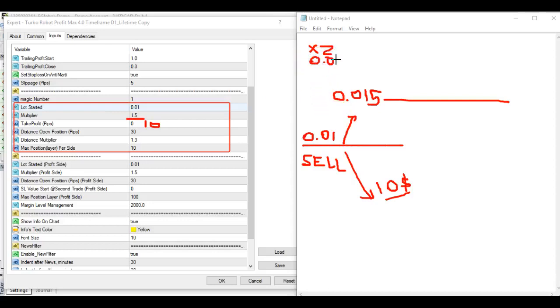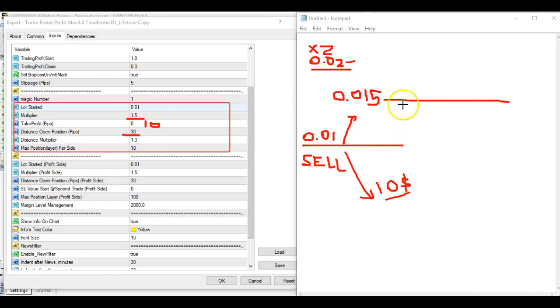Okay, so I think you guys are more familiar with this one. But here we use 1.5, it's not risky because it's just 1.5. Okay, so this is the next multiplier. And what is the distance position? So the distance to open the next position is here.